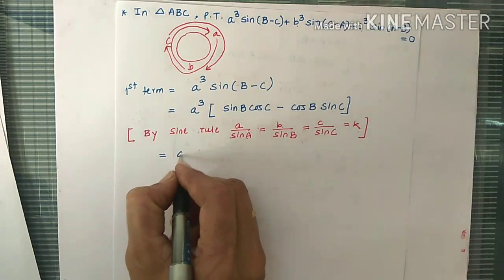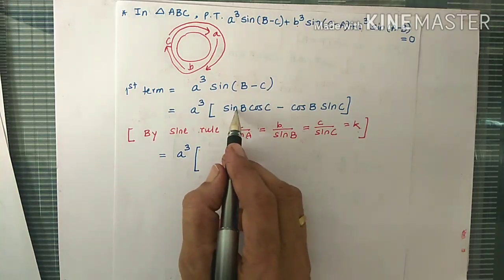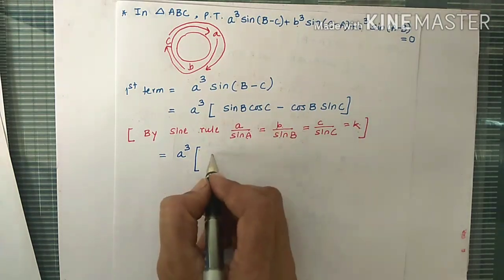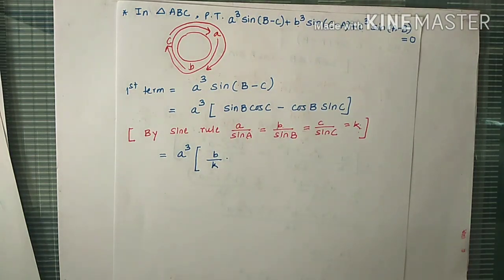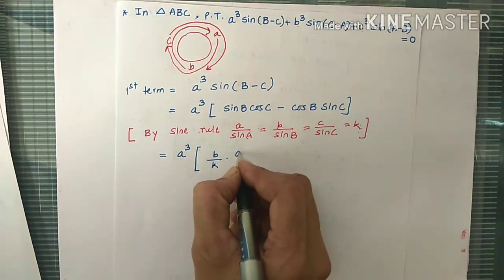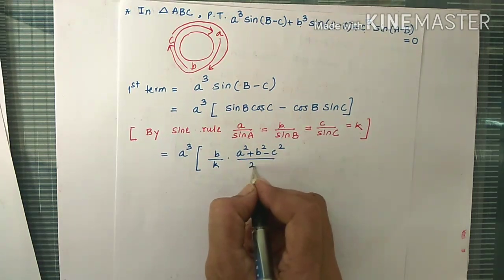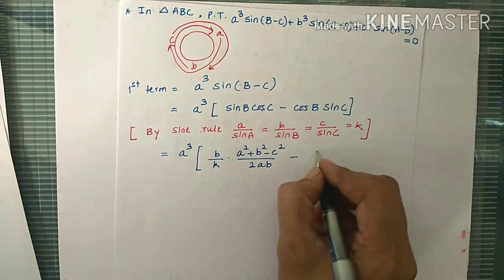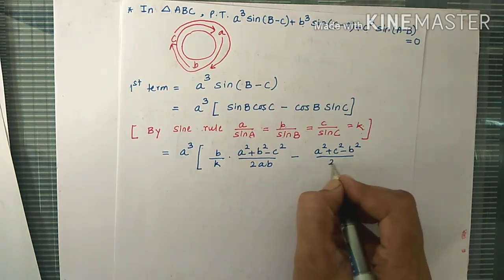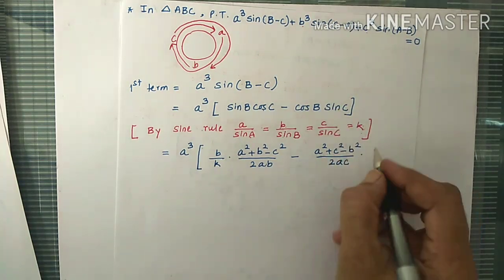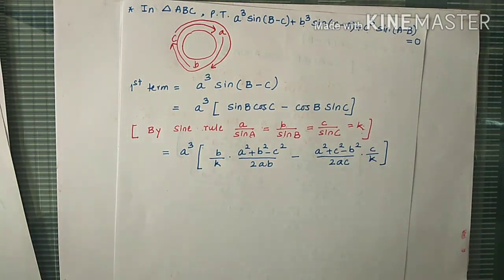So this is a cube. We are converting into small letters, so we are writing a cube as it is. Next is sine b. Now sine b is b upon k. So see, sine b is now converted into small letters. Formula for cos of c is a square plus b square minus c square upon 2ab, minus cos of b. Cos of b is a square plus c square minus b square upon 2ac. Next is sin c, which is c upon k. So we have written all the terms into small letters.